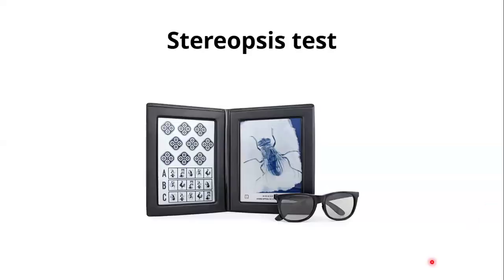What you need to know about it is that usually we use polarized glasses. The book should be held 30 to 40 centimeters away from the patient, and he needs to elicit which circle is coming forward, or is in 3D. Each circle has a number of seconds of arc, and if the patient answers all, he will have a higher degree of stereo acuity.